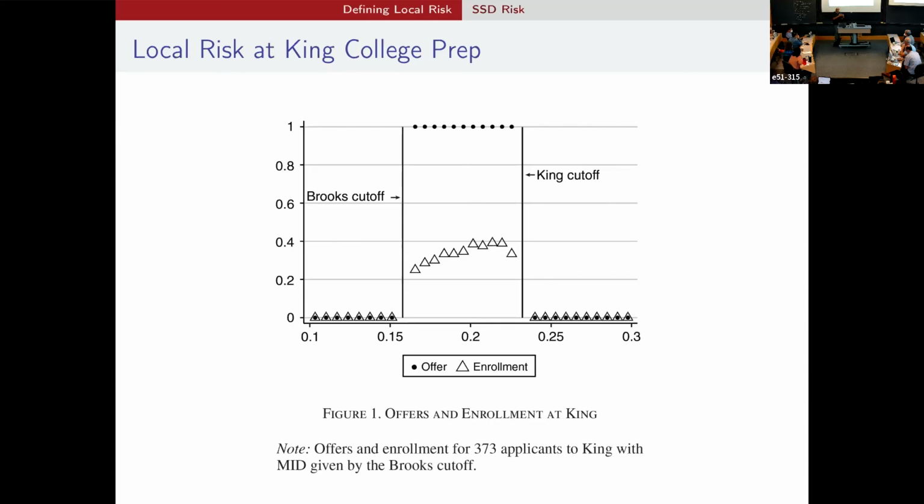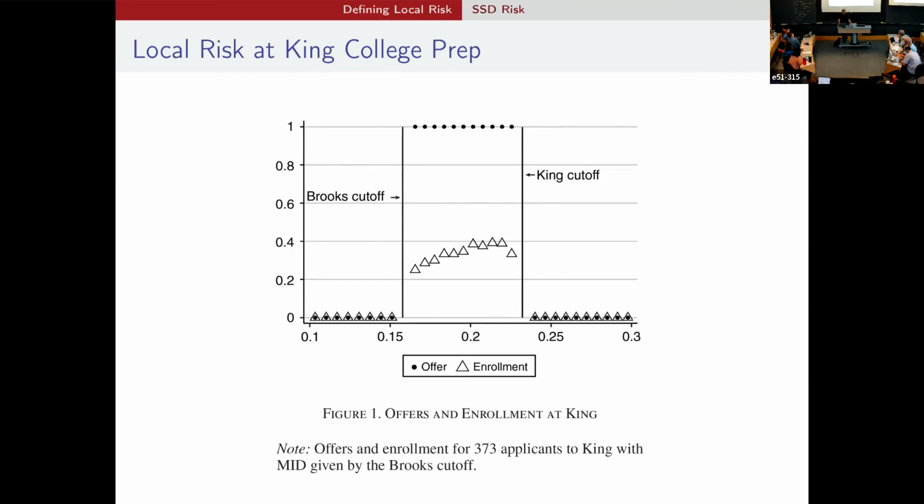Okay, so let me show you some data. Okay, this is actually data not from Boston, but from Chicago. Okay, so this is data from Chicago's equivalent of the Boston Latin School. And I'm looking at applicants who have applied to the King High School. Okay, now the way to read this is I have the cutoff for King labeled here on the right, King cutoff. Okay, I'm looking at applicants who've applied to King who've also applied to a school called Brooks, okay? And these applicants like Brooks ahead of King. Okay, so an example would be someone who lists Brooks first and King second.